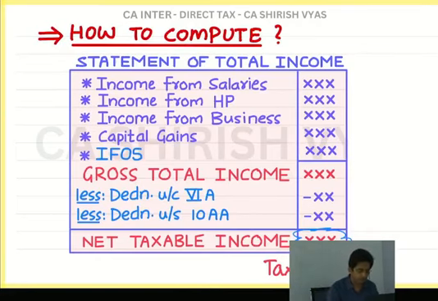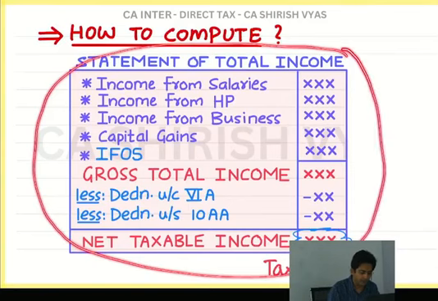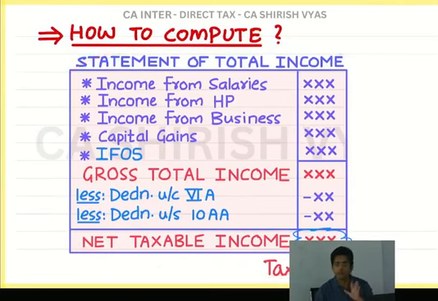Can you see one statement here? A statement like this is prepared in order to calculate the income of any person. As you can see in the statement, there is a list of income. Since we are calculating income of a person, we have to prepare a list of the income. Now tell me, what is the main source of the income?